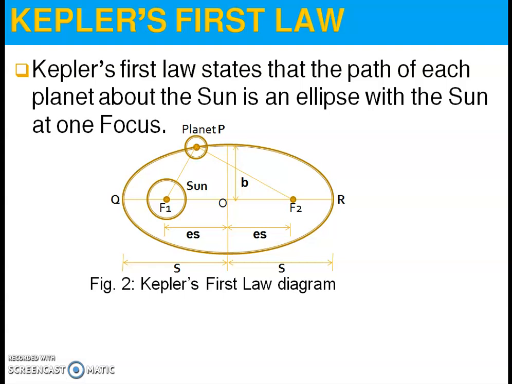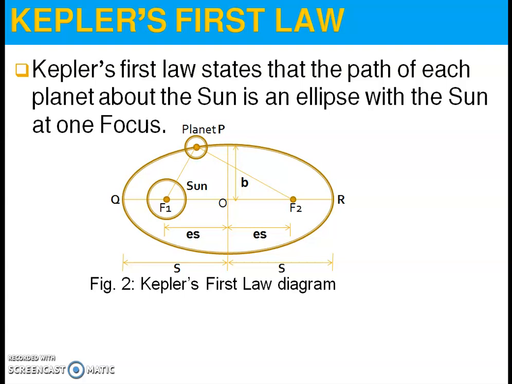Kepler's first law. Kepler's first law states that the path of each planet about the Sun is an ellipse, with the Sun at one focus. Look at figure 2 for illustration. Here, the Sun is positioned at focus F1, and the planet P moves in an elliptical orbit around it.